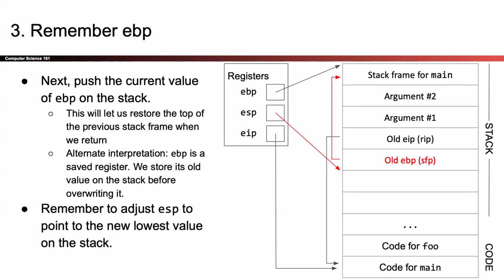What is SFP? Remember I said RIP is just another way of referring to this saved EIP. We often call it the RIP. This saved copy of the EBP, we often call the SFP. Saved frame pointer. I don't know why it's not SBP. Sorry, there's so much in computer science that's just arbitrary and inconsistent. But that's all it is. If you said old EBP, I would also totally know what you meant.